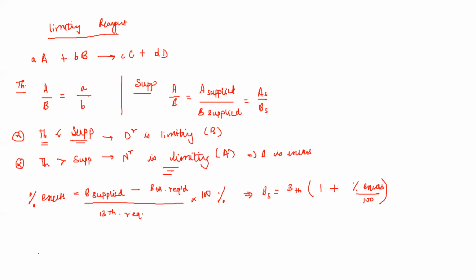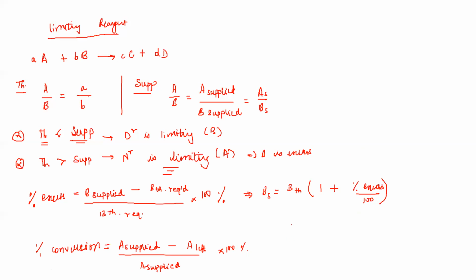Then we defined another term that was specifically for the limiting reagent. That was percentage conversion. The limiting reagent in this case is A. So we are going to say A supplied minus A left upon A supplied, into 100, gives us the percentage conversion. So let's say if A left is 0, all of A has been converted. In that case, A supplied by A supplied is 1, so the percentage conversion becomes 100%.